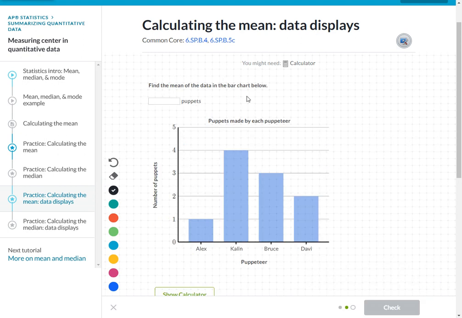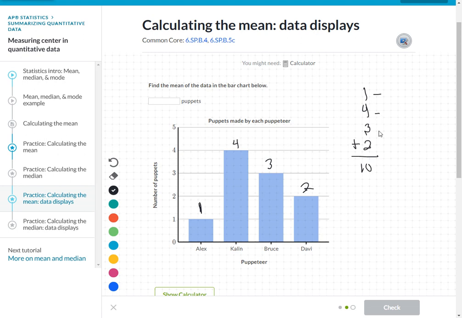Find the mean of the data in the bar chart below. So again, we're looking at the average number of puppets. I can see here that Alex has 1 puppet. Kaden has 4 puppets. Bruce has 3 puppets. And Davy has 2 puppets, because I just look across and see what the numbers are. So to find the average, I'm going to say 1 plus 4 plus 3 plus 2. Add them all up. 1 plus 4 is 5. 5 plus 3 is 8. And 8 plus 2 is 10.